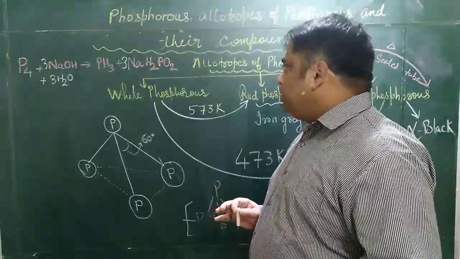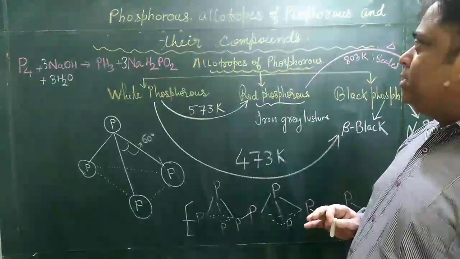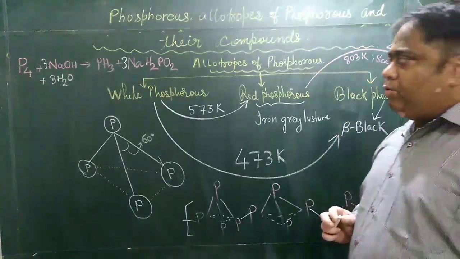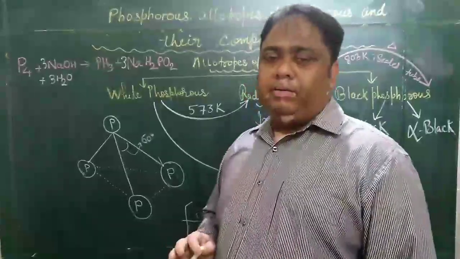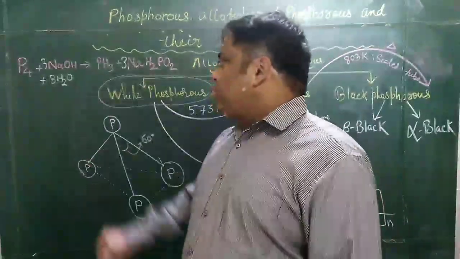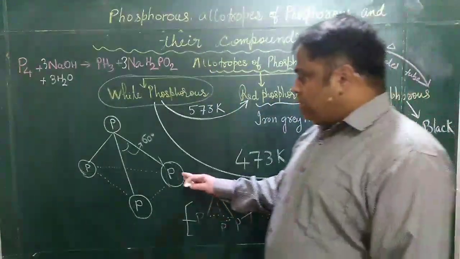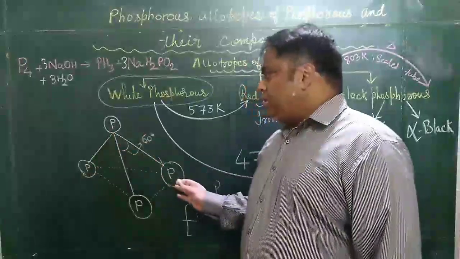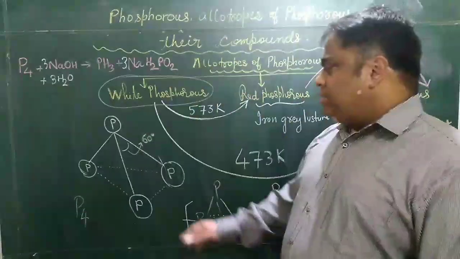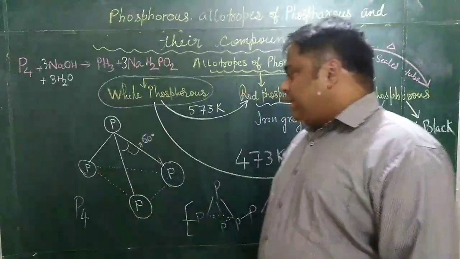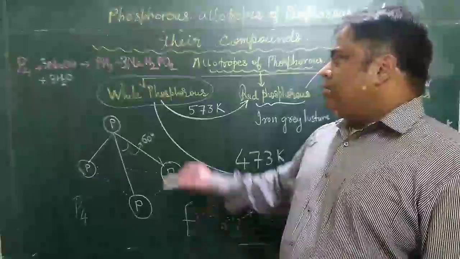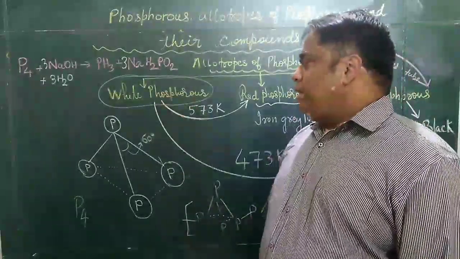Here you will see that what is written at the top is phosphorus, allotropes of phosphorus and their compounds. Now, phosphorus is a non-metal. It exists as white phosphorus in nature. White phosphorus is monomeric, a P4 unit, and it is three-dimensionally arranged in such a way that the bond angle between phosphorus and phosphorus is 60 degrees. So the naturally occurring form of phosphorus is white phosphorus.